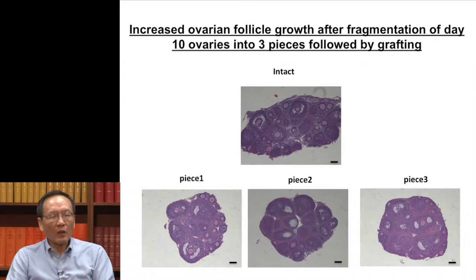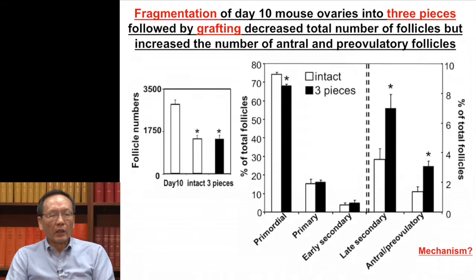So when we took out the ovary, you can see in this slide the pair one, the intact, versus the 3 small pieces one. And the interesting thing is when you check the follicle counting. So we did the follicle counting. If you concentrate on the right-hand figure, all the black ones are the cut ones. And you can see the lower right-hand side antrum follicle and pre-ovulatory follicle, it's almost double. And the late secondary follicle also almost double.